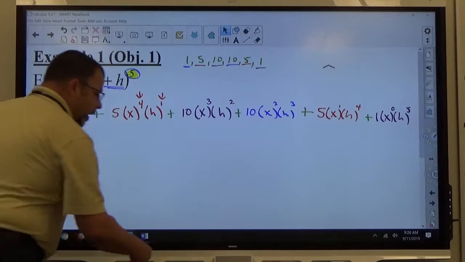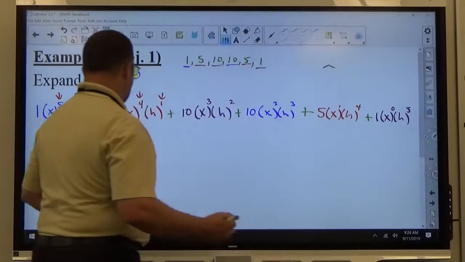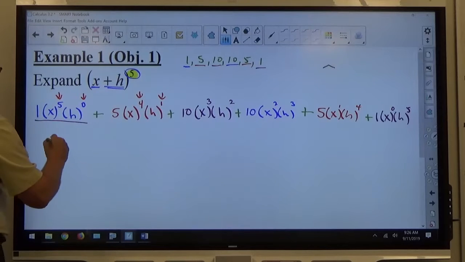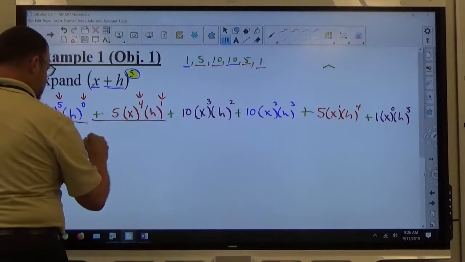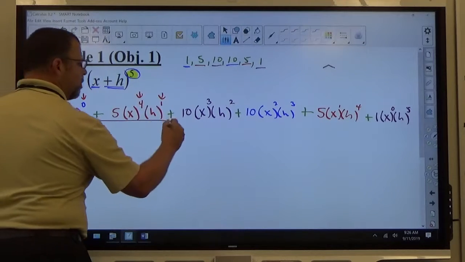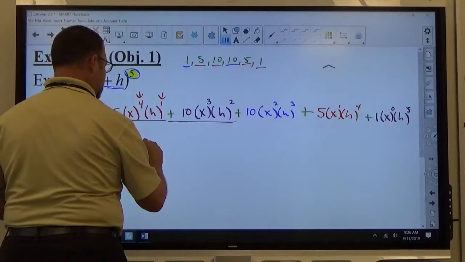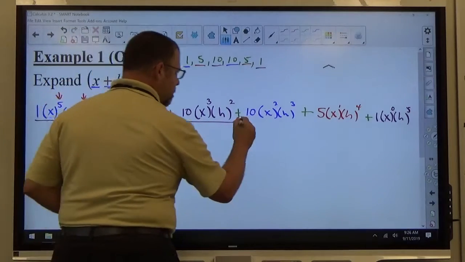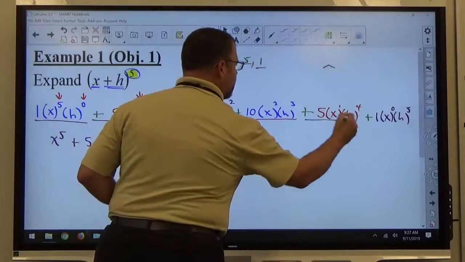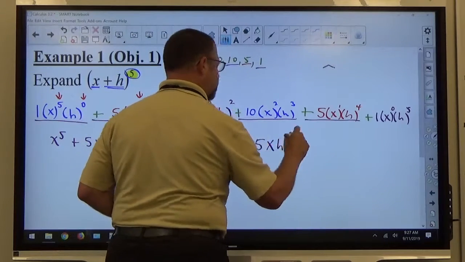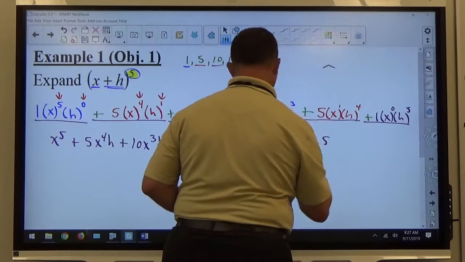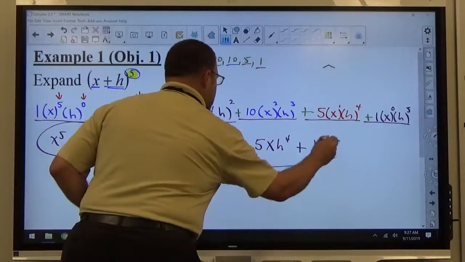All you have to do to get the answer is simplify each term as much as possible. Recall anything to the 0 power equals 1. 1 times x to the 5th, plus 5 times x to the 4th times h, plus 10 times x cubed h squared, plus 10 times x squared h cubed, plus 5 times x times h to the 4th. And once again, the 0 power makes 1, so 1 times h to the 5th. And that would be the expansion of x plus h to the 5th power.